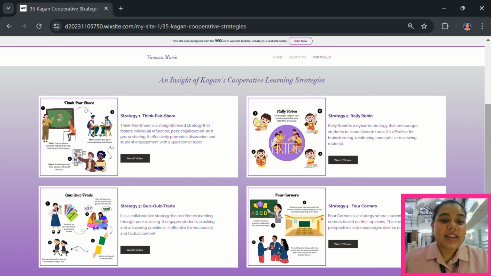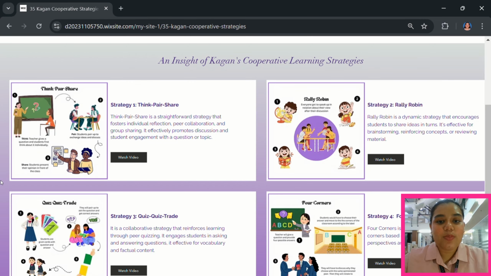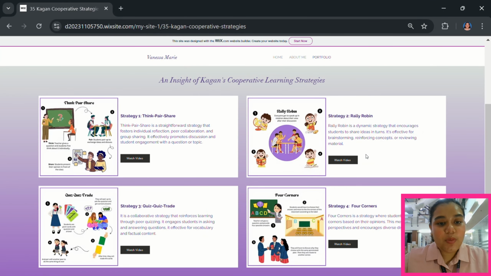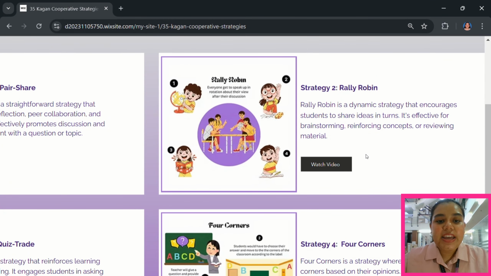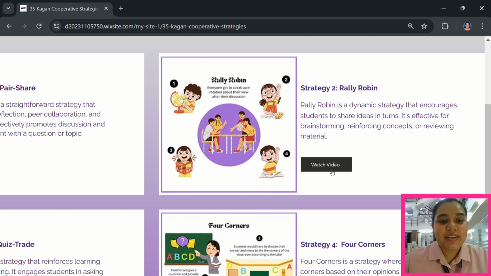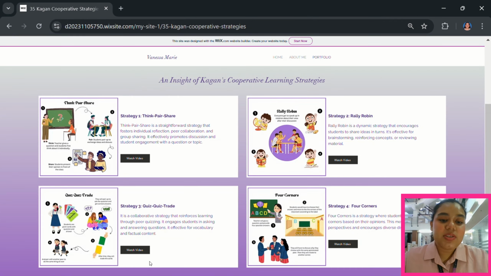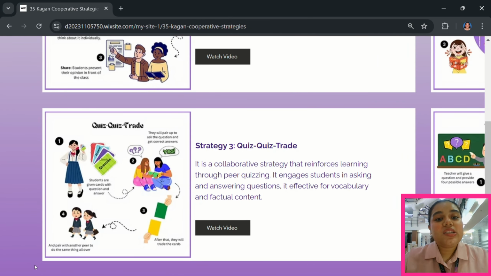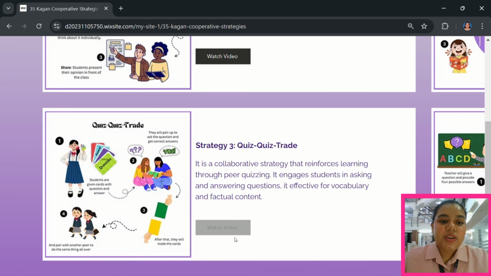first, starting with Think, Pair, and Share. Think, Pair, and Share is a simple, effective strategy that promotes individual reflection and peer collaboration, as well as group sharing all in one. Next, we have Rally Robin, which is a fast-paced, interactive technique where students take turns sharing their ideas or responses. Next, we have Quiz Trade, which is a cooperative learning approach where students quiz each other through flashcards.